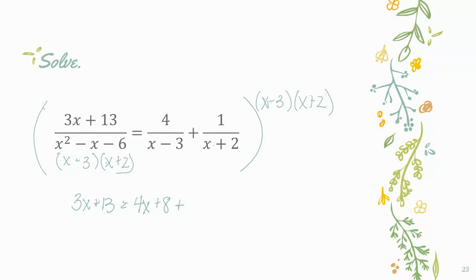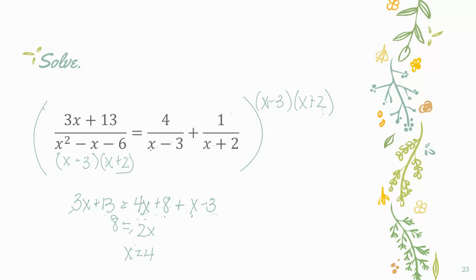On this third fraction, the x plus 2's would cancel, and I'd be left with 1 times x minus 3, which is x minus 3. Now I'm going to combine like terms and solve. So I am going to start by putting my x's together here. I get 5x minus 3x is 2x. And then I have 8 minus 3 is 5. 13 minus 5 is 8. Therefore, x equals 4.